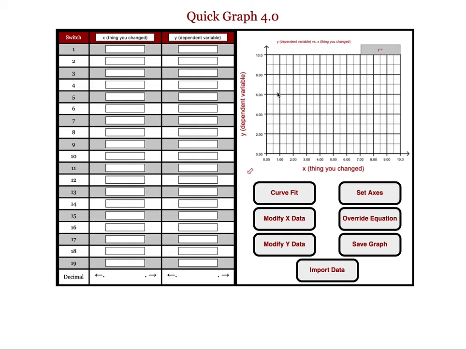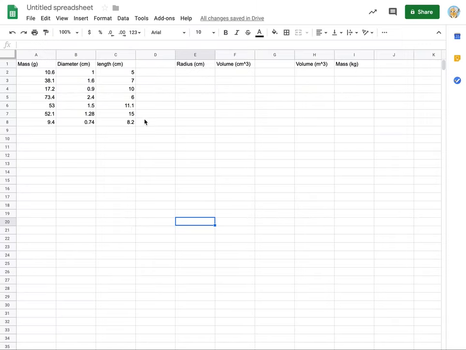I'd like to show you today another feature of my Quick Graph program. Assuming your students collect some data on the mass of aluminum cylinders with different lengths and diameters, we can use a Google spreadsheet to do our calculations for us.